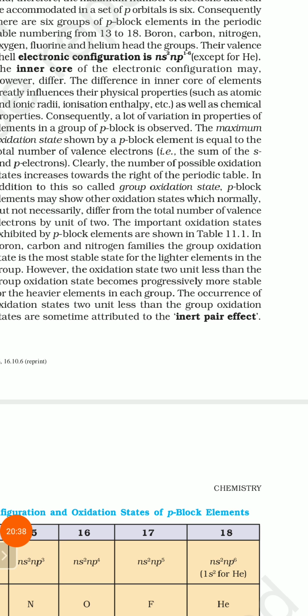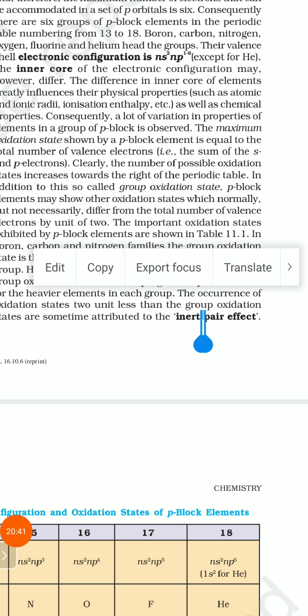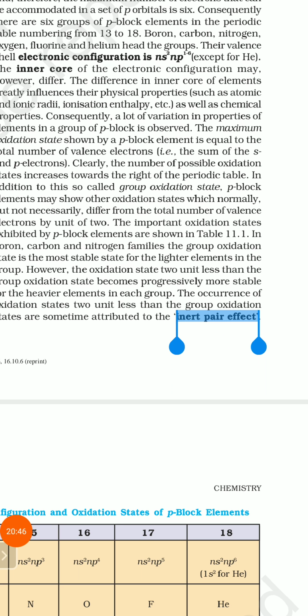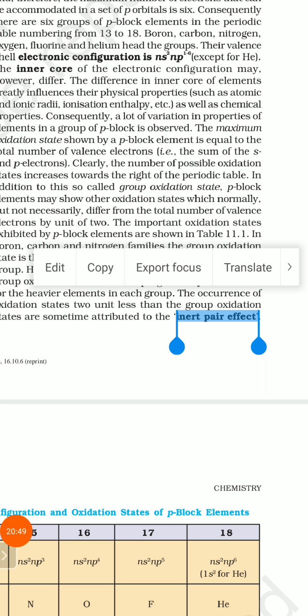Next one, see there, what is meant by inert pair effect? This is important. Which elements show inert pair effect? Especially p block elements. What is meant by inert pair effect? The p block elements' common electronic configuration is ns2 np1 to 6, ns2 np1 to 6.